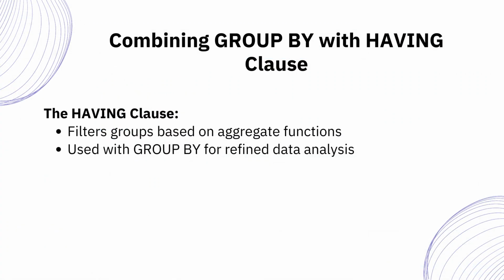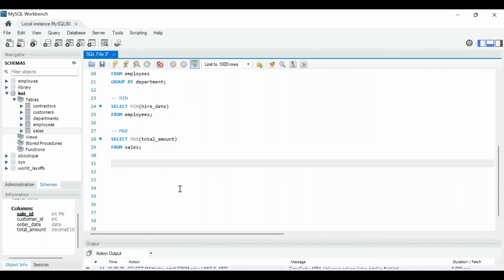The HAVING clause is similar to the WHERE clause, but is used to filter groups of data rather than individual rows. It is often used in combination with the GROUP BY clause to apply conditions to aggregated results. For example, you can use HAVING to find departments with an average salary greater than $45,000.